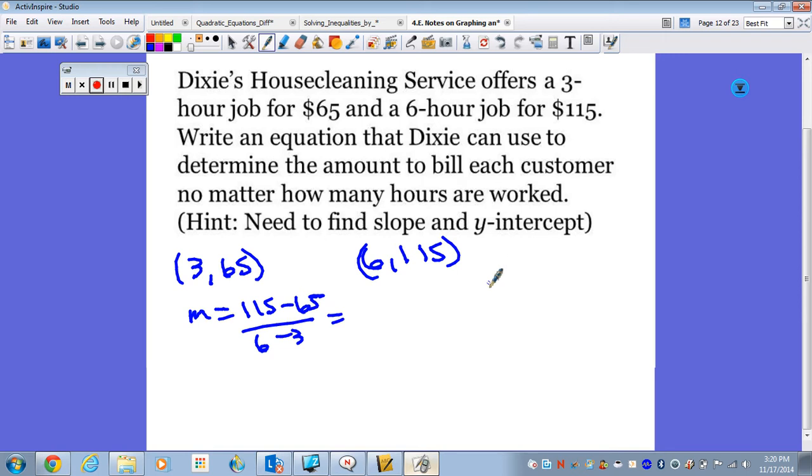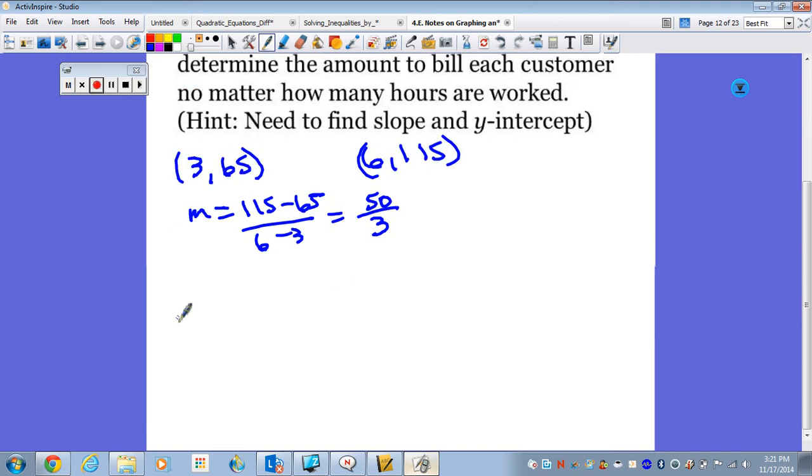You're going to have 50 over 3. Okay? Did I do that right? I think so. Okay. And then once you do that, take this and one of the ordered pairs and figure out what y is. So let's use the smaller one. So we're going to bring it down just a little bit. And so m is 50 over 3, and I'm going to use 3 and 65.